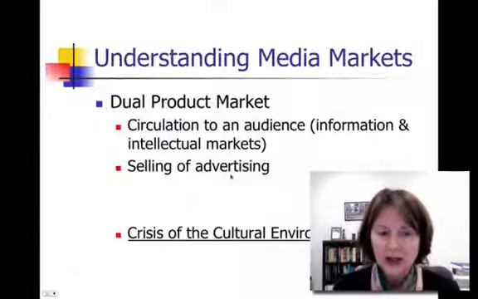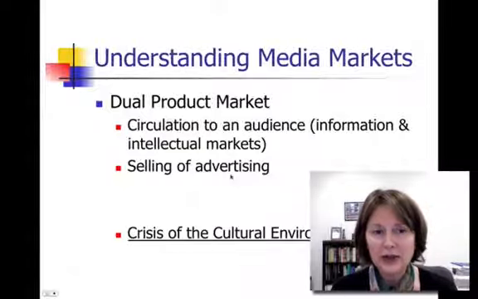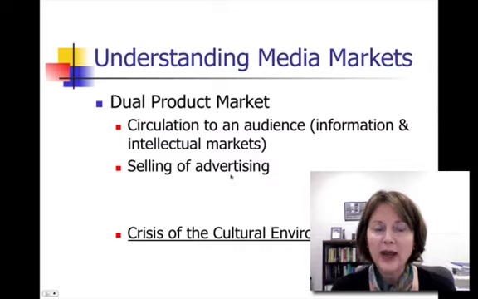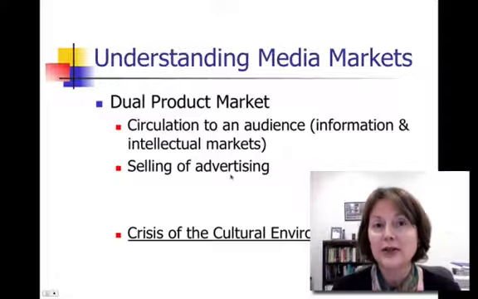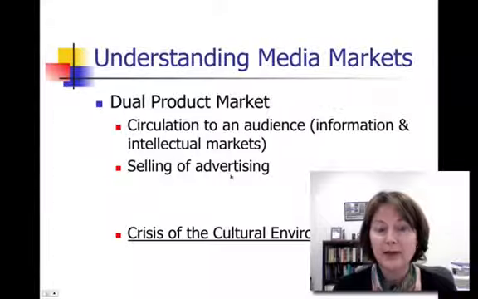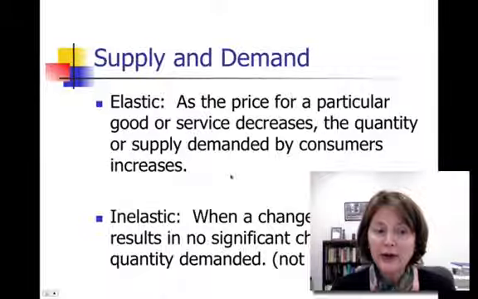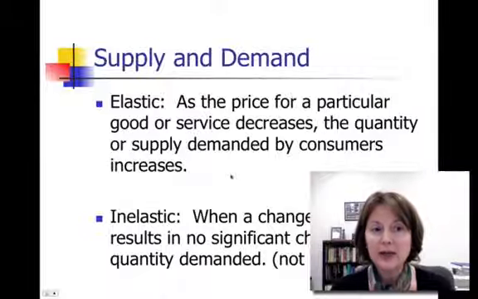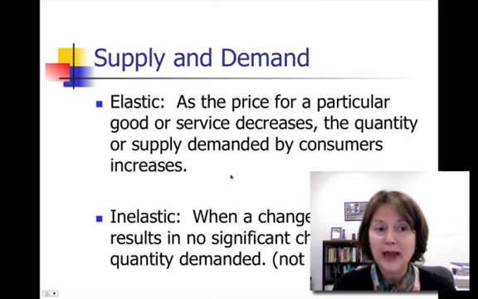Another term that's interesting and that applies only to media industries is the idea that we have a dual product market. In other words, we're not just selling a product to one audience. We really have to sell our product to two. We have to make sure that the customer uses our product, so circulation to an audience. You also have to make sure that advertisers are buying ad time, and that's why we call it a dual product market. A couple of other terms as we relate them to the media relate to supply and demand.